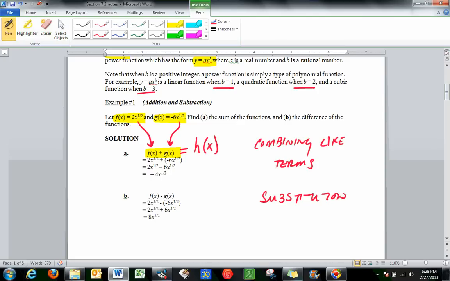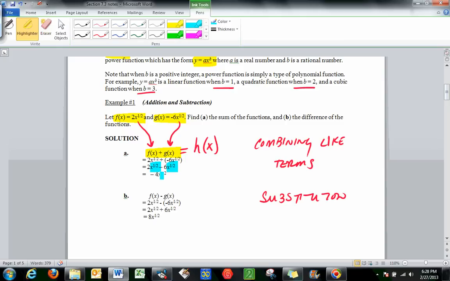So we have 2 x to the 1/2 minus 6 x to the 1/2, and what we have there is like terms that we discussed in our exponent properties unit. And so all we simply need to do is take the coefficients, 2 and -6, and combine them to give us the -4.